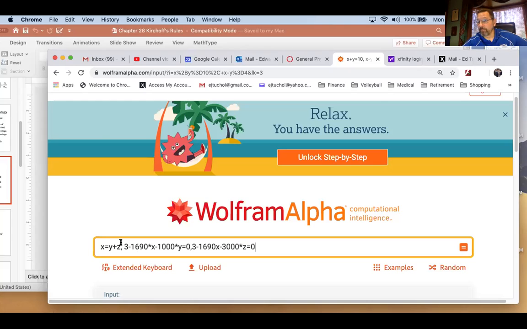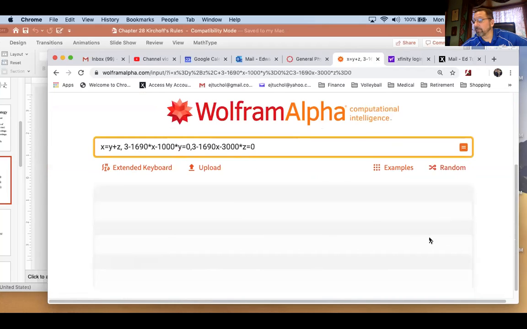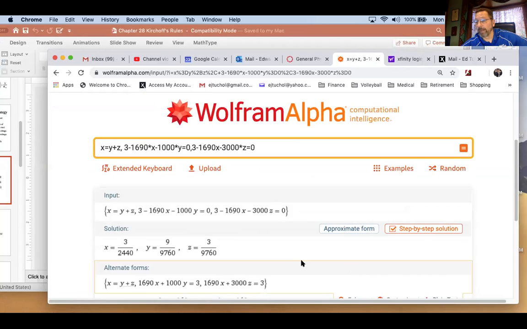Okay, the first equation I typed in was the junction rule. I1 is equal to I3 plus I4. And then I'm doing the 2 loop rules. 3 volts minus 1690 ohms times I1 minus 1000 ohms times I3 is equal to 0. Put a comma in there. And then 3 volts minus 1690 I1 minus 3000 times I4 is equal to 0. Tell Wolfram Alpha to solve it. Give it a second here. And there are my answers.